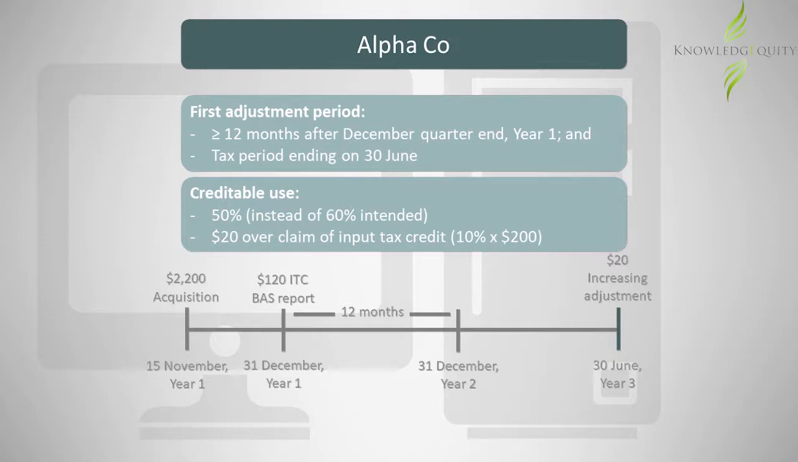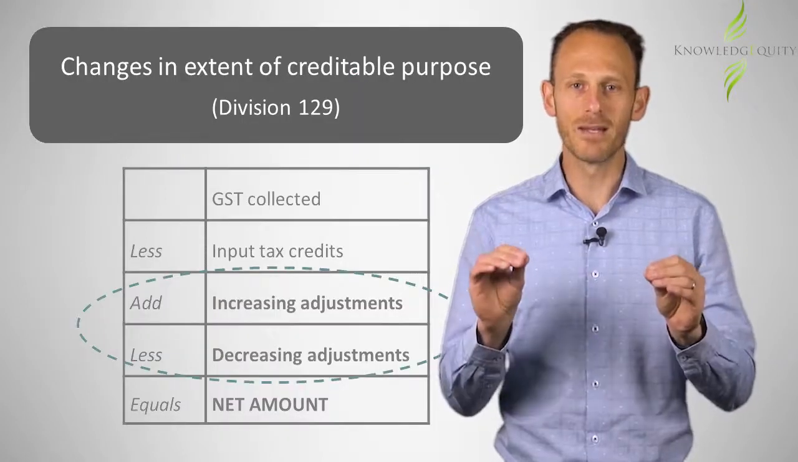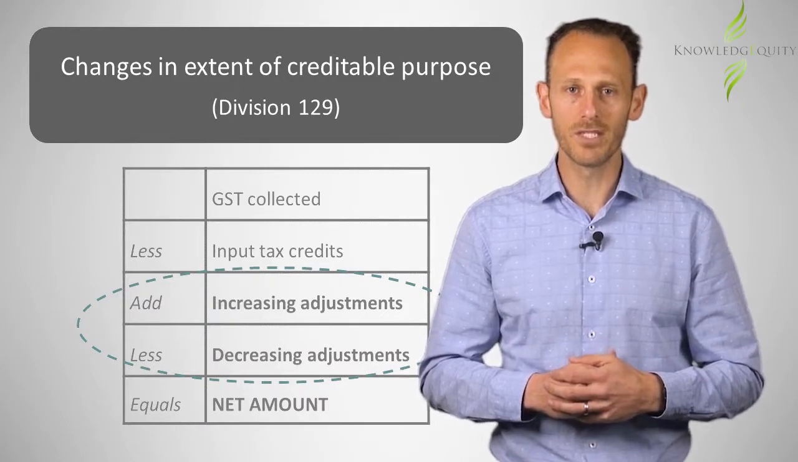The value and type of Alpha's acquisition determines that there are only 2 adjustment periods. Alpha's second and final adjustment period for the computer is the reporting period 1 April to 30 June in Year 4. Adjustments to the GST net amount are required when there is a change in the extent of the creditable purpose for an acquisition. For example, when an acquisition was intended to be fully used for a business purpose, but ends up only being used partially for business purposes, or vice versa.